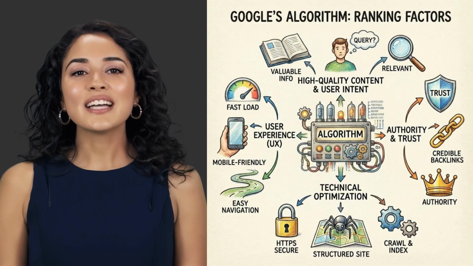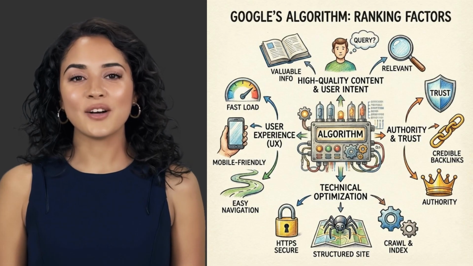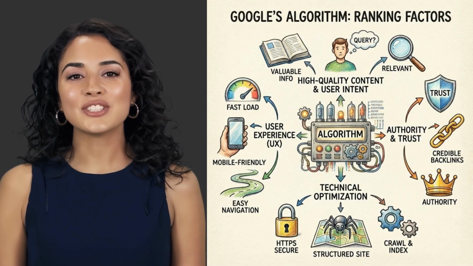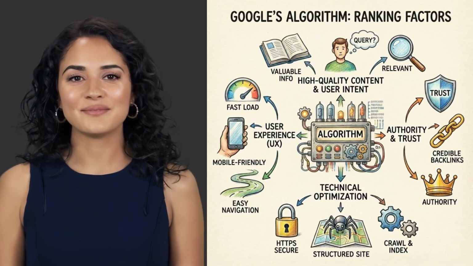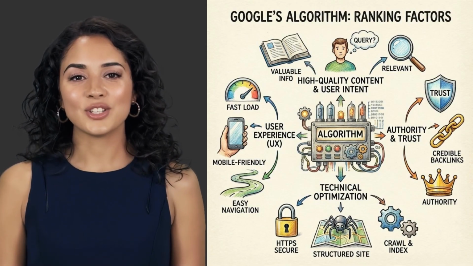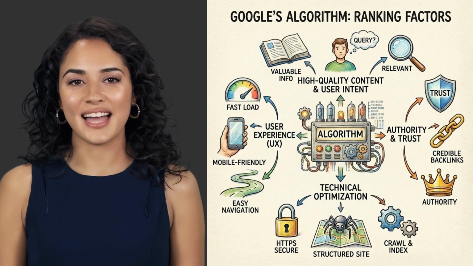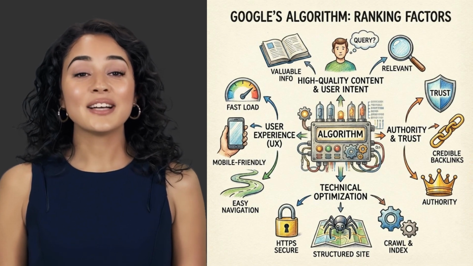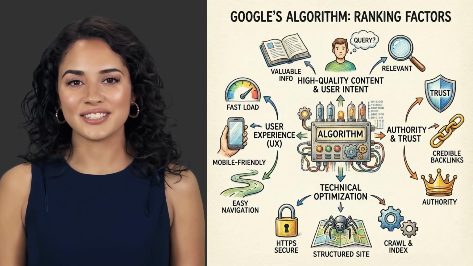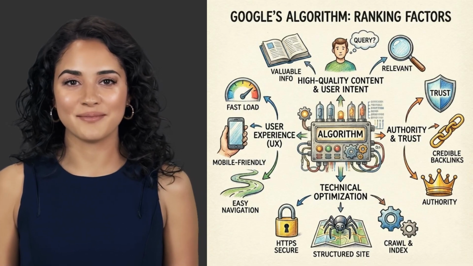Now, let's look at what specifically influences those rankings. Google's algorithm prioritizes useful, high-quality content that matches the user's search intent. However, it's not just about words. User experience, or UX, is vital. Google favors websites that load fast, are mobile-friendly, and are easy to navigate. Additionally, you need authority and trust, which is often established through credible backlinks from trusted sources.